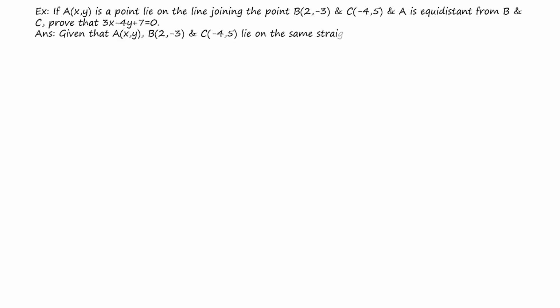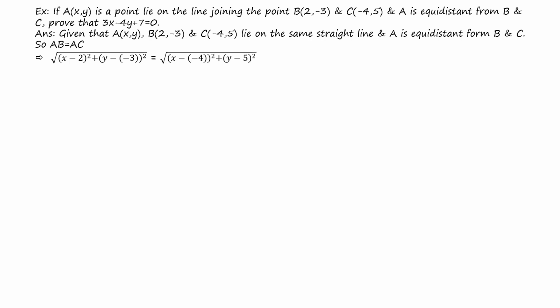Given that the points A(x, y), B(2, -3) and C(-4, 5) lie on the same straight line, and A is equidistant from B and C, that means we can write AB equals AC. Now, AB equals AC can be written as the square root of (x minus 2) whole square plus (y plus 3) whole square equals the square root of (x plus 4) whole square plus (y minus 5) whole square. Removing the square root on both the sides, we can write it as (x minus 2) whole square plus (y plus 3) whole square equals (x plus 4) whole square plus (y minus 5) whole square.